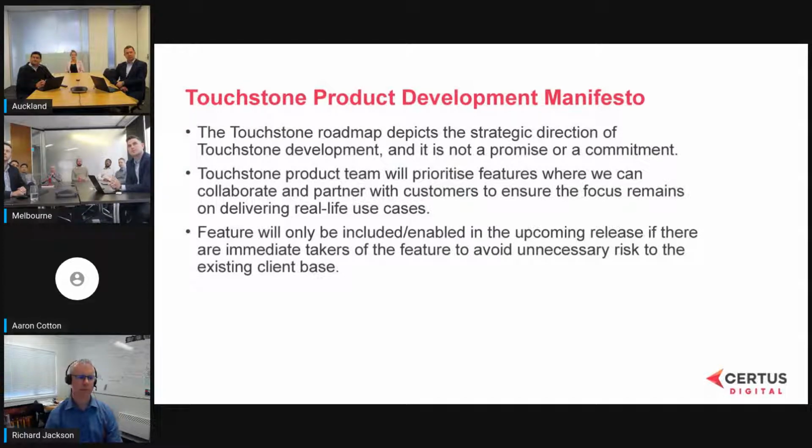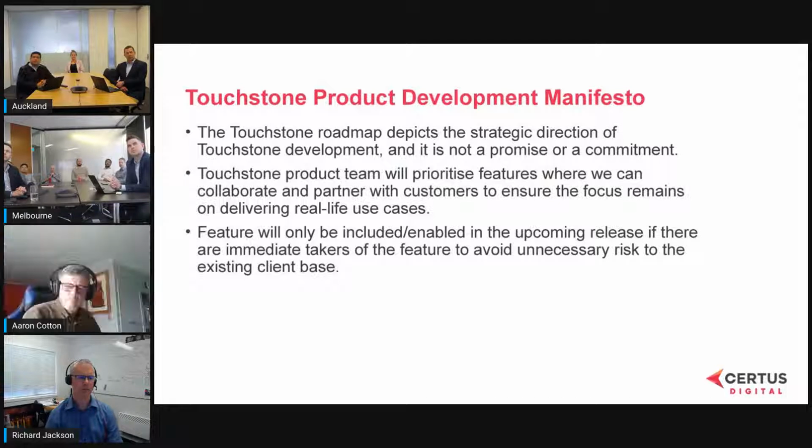And the third point, which is sort of complementing the second point, is we will only enable and include features that are adding value and that are immediate takers for that release. So that will help us avoid unnecessarily adding risk to our existing customers, because we are going to iterative delivery and we don't want to add features that no one's going to use. So I think it's sort of saying the same thing, and I will talk about that in a later slide anyway. If we can now move into the next slide, please.